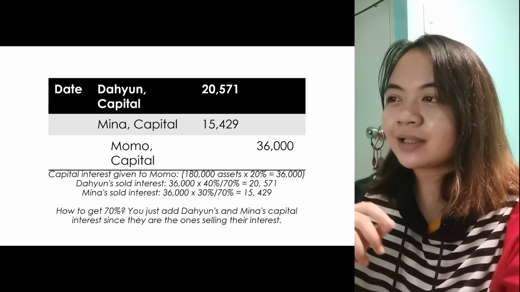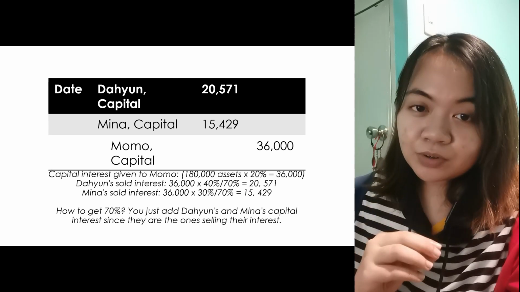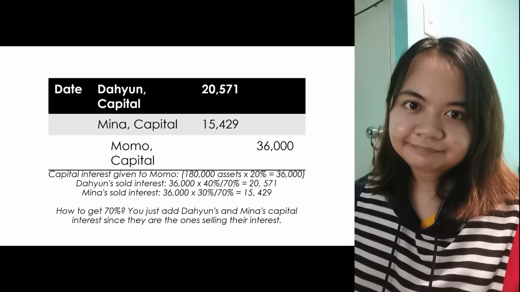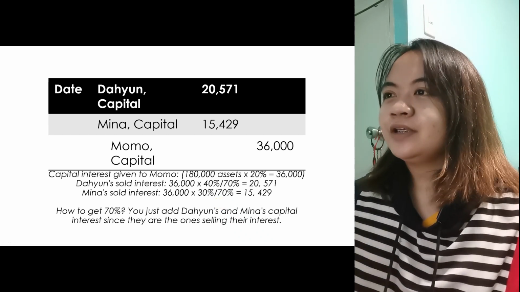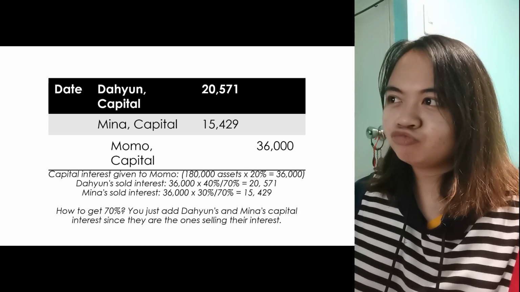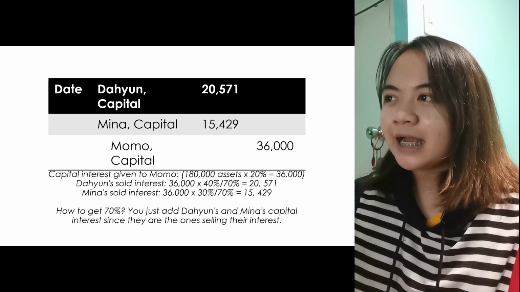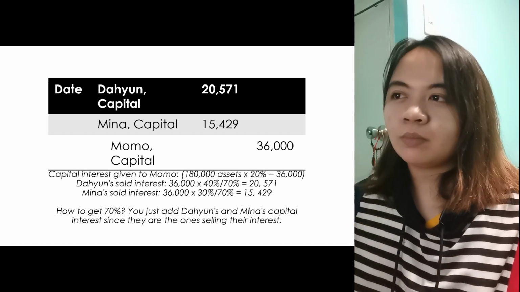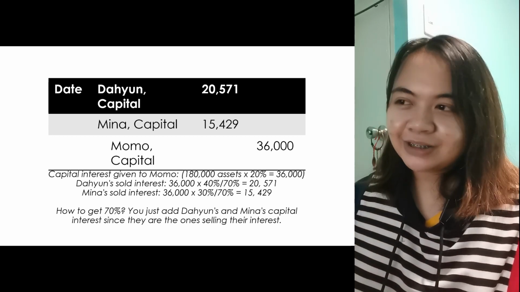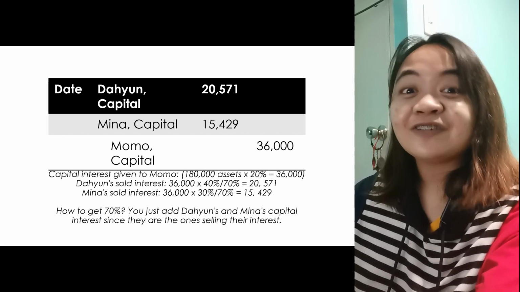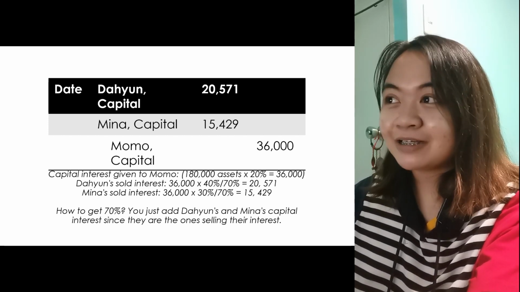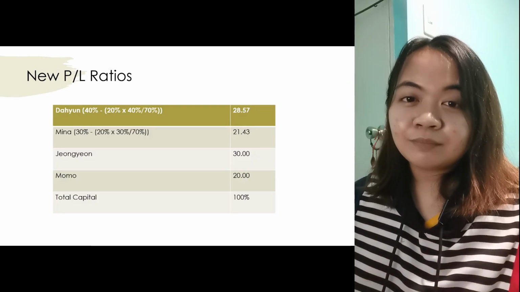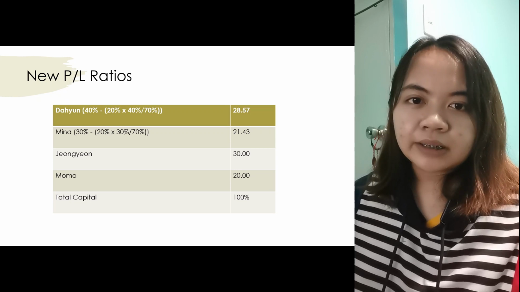Then we have Mina's sold interest, 36,000 times 30% divided by 70% is equal to 15,429. Okay, so, yun yung babawas mo ngayon kay Mina. So, Dayon, Mina, debit, yung amounts na ibabawas, and then credit Momo, 36,000. Magkano nga binayad ni Momo? 50,000. Ibig sabihin, may gain na naman si Dayon at si Mina. Okay, so, do we record the gains of Mina and Dayon? So, no. Okay, so, yun.